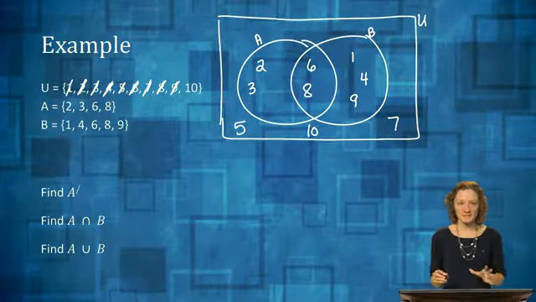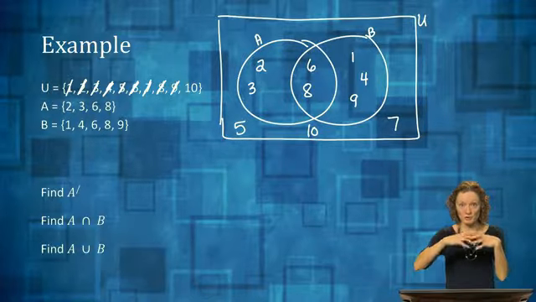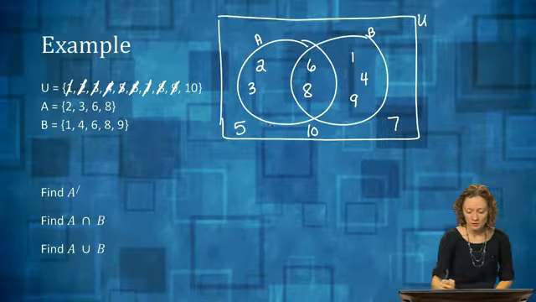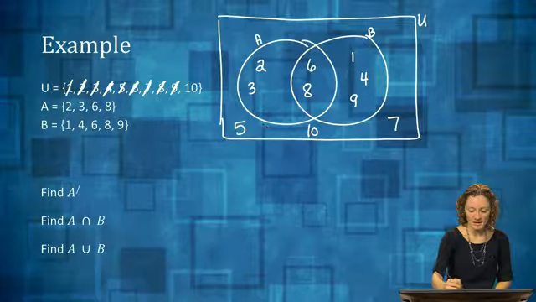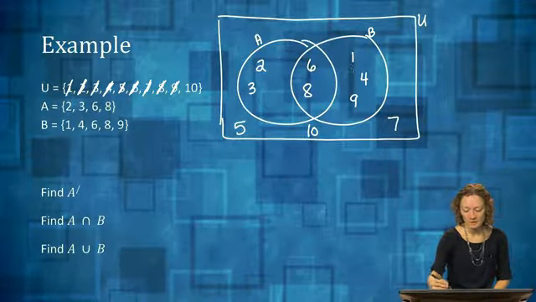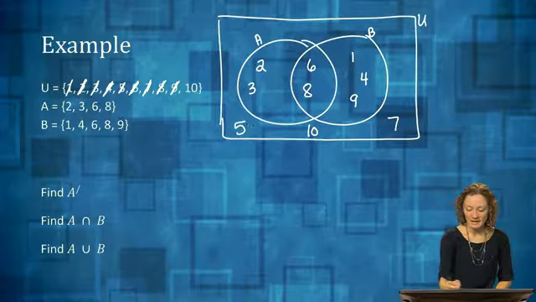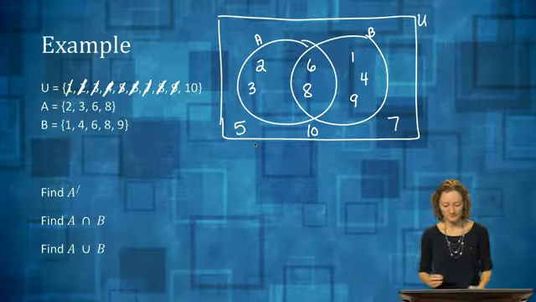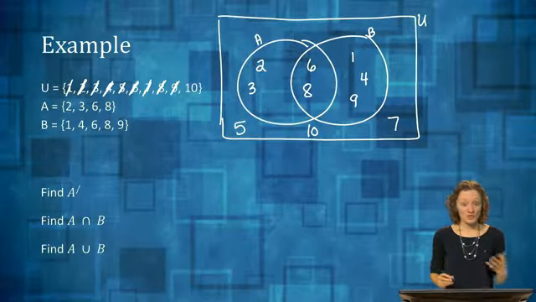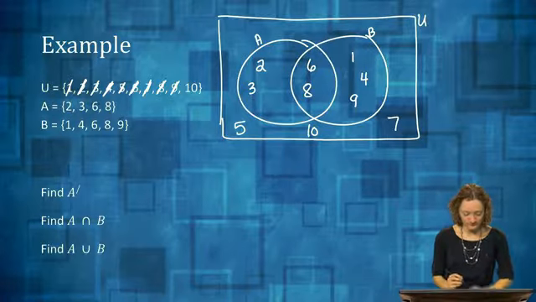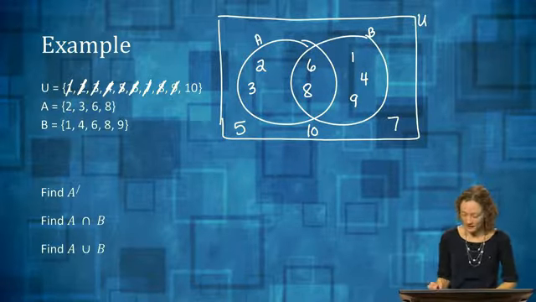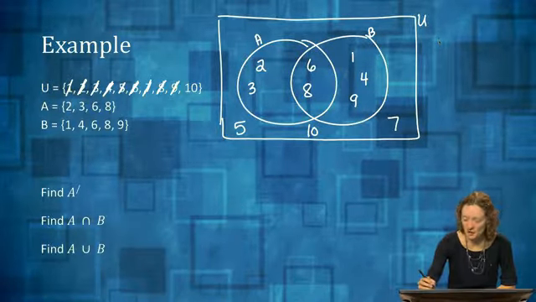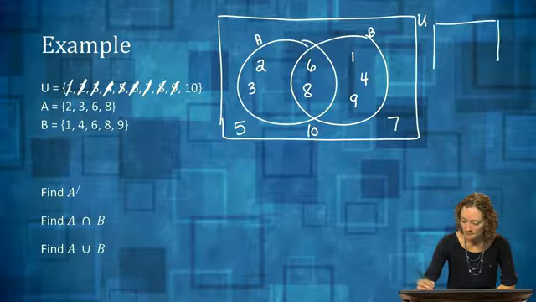What's important is that these elements are in the correct region or the correct zone. So the 2 and the 3 should be in this piece right here. The 6 and the 8 should be in the overlap. 1, 4, 9 out here. And then 5, 10, 7, anywhere outside of the circle but still in the universe. Okay, so then we're going to answer the questions. The first one is to find A complement. Let me give you a quick little visual of where we would pull this from.